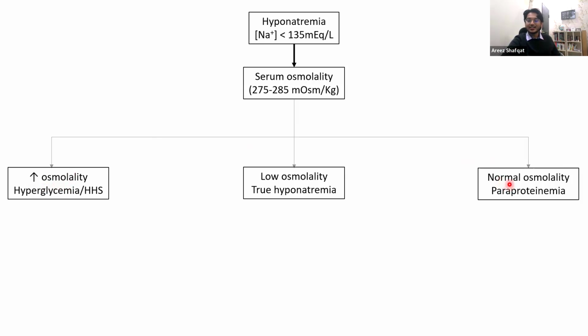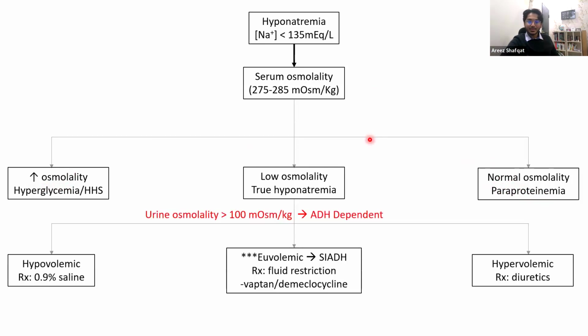The other scenario is that you can have a hyponatremia with a normal serum osmolality. This is usually seen in the setting of multiple myeloma, okay, or other paraproteinemias. These are basically elevated proteins in blood, and they give a false impression of hyponatremia. This is also called pseudo-hyponatremia, okay? Now, once you have low osmolality, you know it's a true hyponatremia, right?